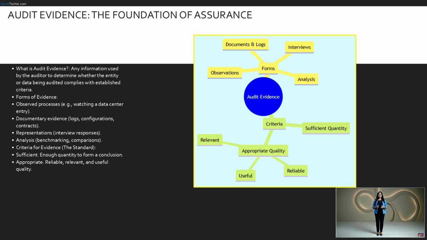Visualize audit evidence as this central core. Branching out, we see the different forms it takes: observations of physical processes, documents like logs and configs, interviews with staff, and your own analysis. On the other side, we have the criteria that validate this evidence. It's a balance of quantity, is it sufficient, and quality, is it appropriate? Under quality, we check for reliability, relevance to the objective, and usefulness. You need to check all these boxes for your findings to hold water.